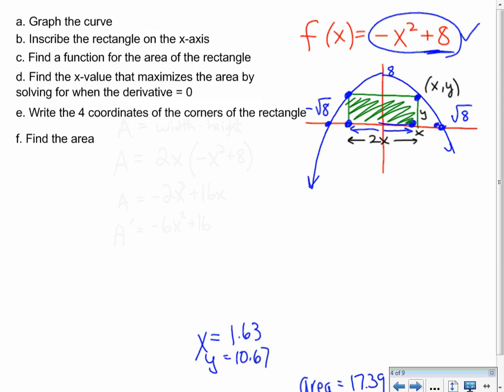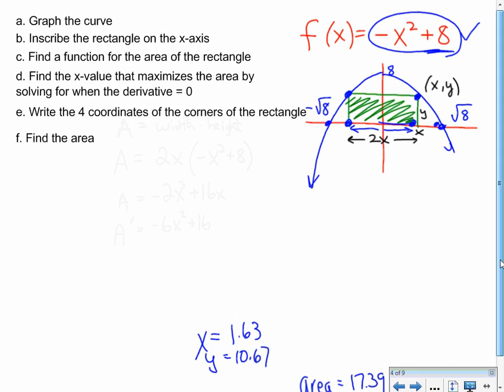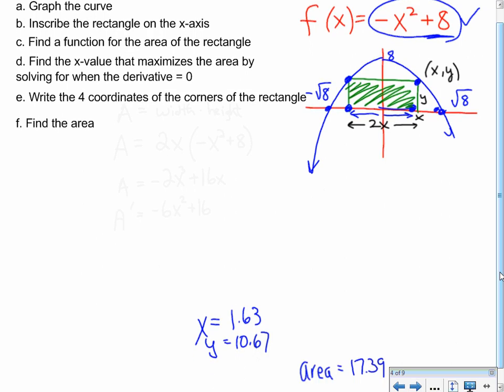I'm going to show you the ending, by the way. The area you can see down at the bottom, 17.39. That magical x number is 1.63. The y is 10.67. How does that all happen?